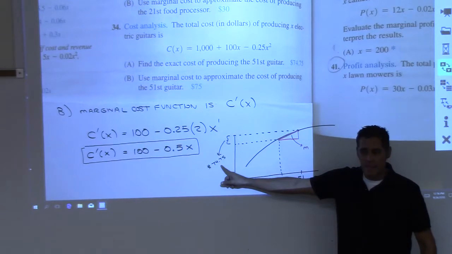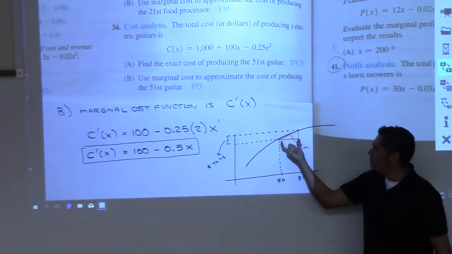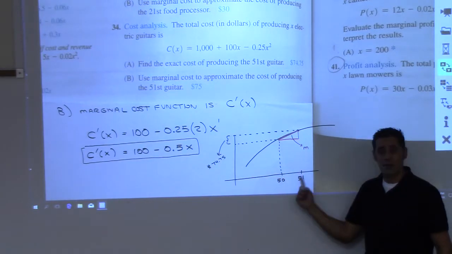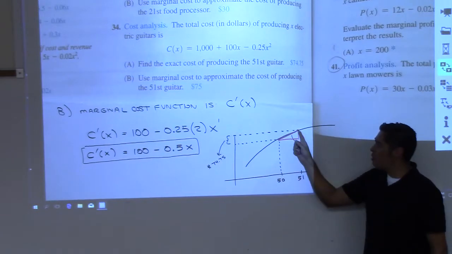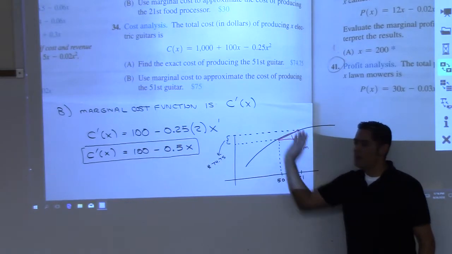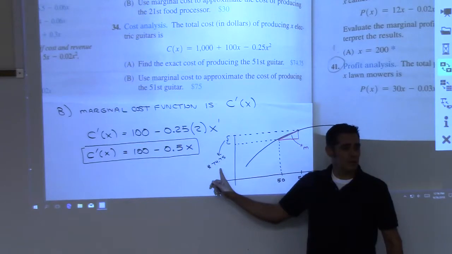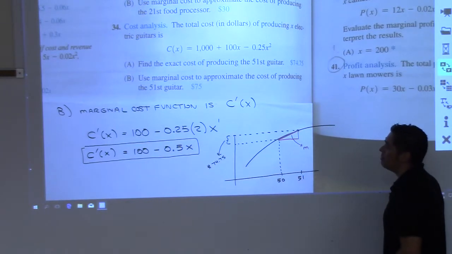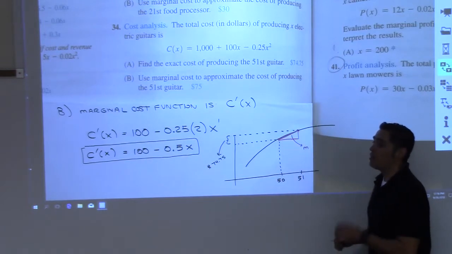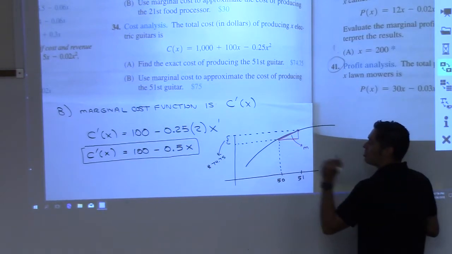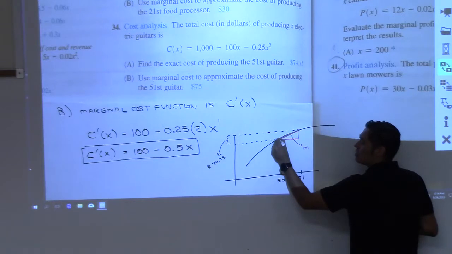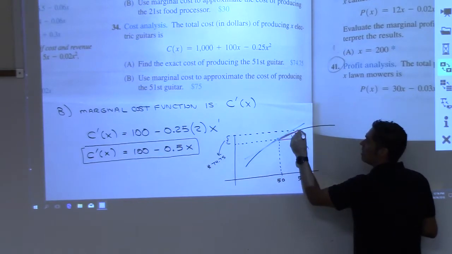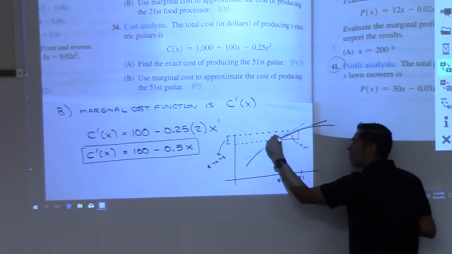74.75, right? What's your run? What's the difference between here and here? 1, right? So isn't the slope of that little triangle line actually that number? Yes? What we are going to do is approximate the slope of that line with our tangent line. Now my question to you is, do I use the tangent line here, or do I use the tangent line here? Does that make sense?